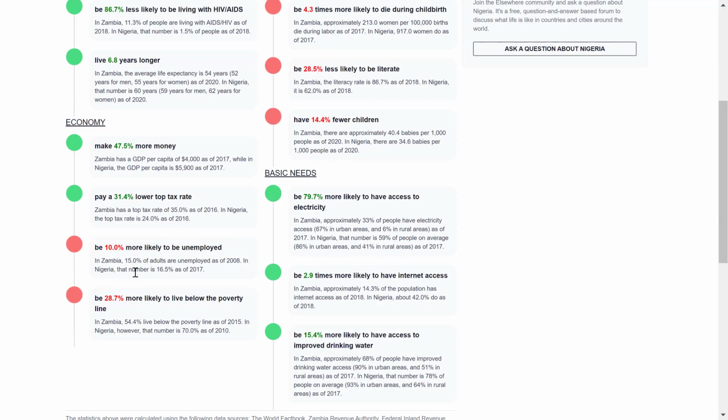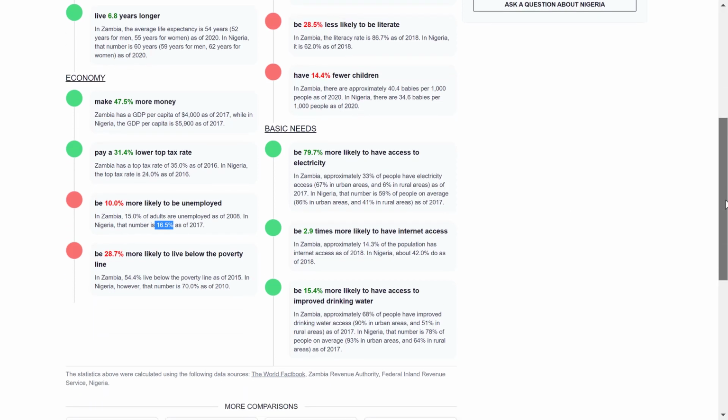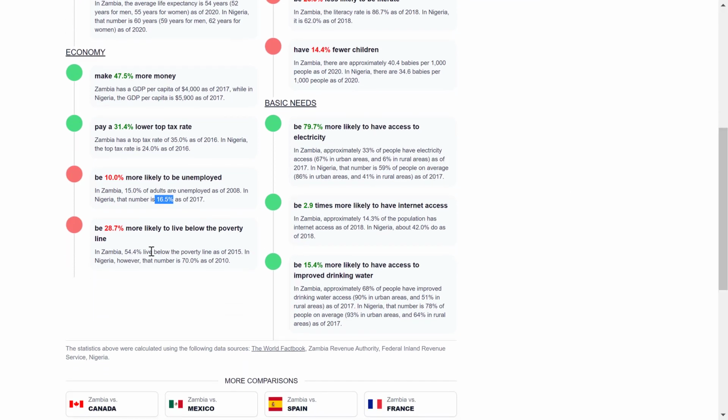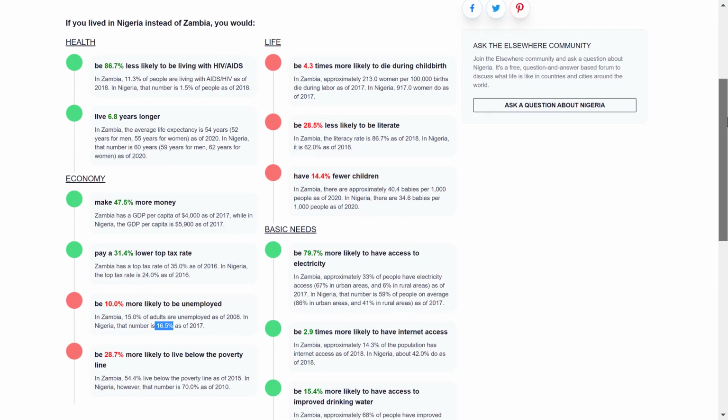But then it says that the unemployment rate in Zambia is lower than that of Nigeria. And I think these figures are just cooked up by somebody. I need to find out where they come from. In terms of poverty, they're saying that Zambia has a lower poverty rate than Nigeria. In terms of maternal mortality, Zambia has it better.